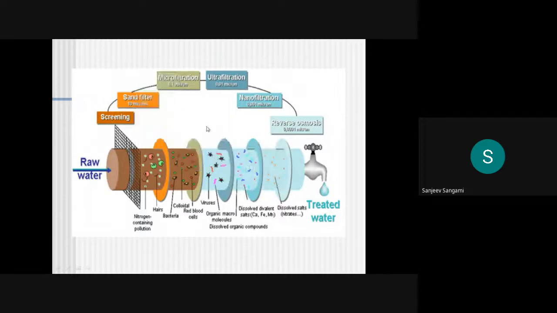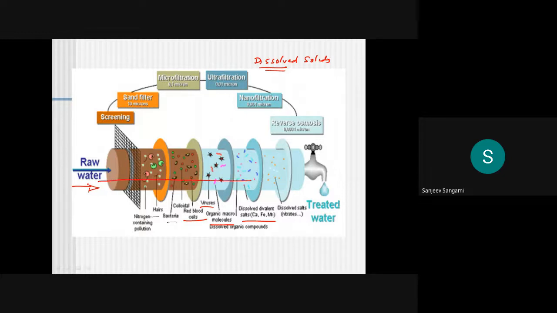Those fine particles include hairs, bacteria, red blood cells, some organic macromolecules, viruses, and dissolved matter, which you can call dissolved solids. Normally, when the raw water is inserted from this direction, it moves from this direction to this direction.